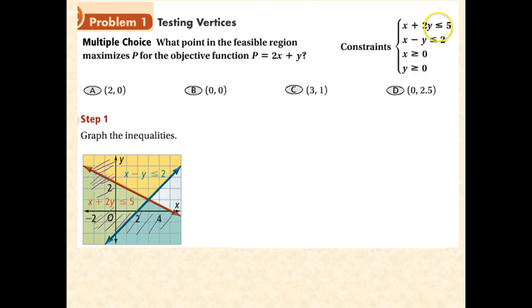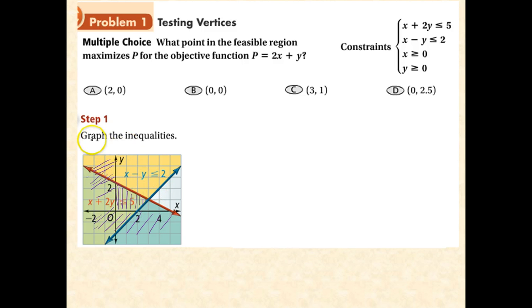x plus 2y is less than or equal to 5. That's this line right here. And then x minus y is less than or equal to 2. So this area in here is your feasible region.